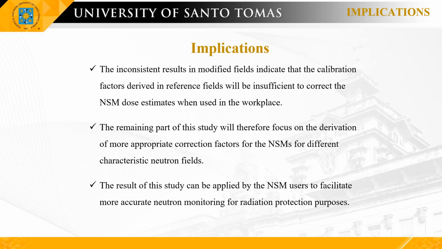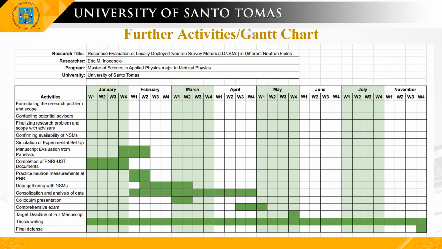The following are listed as some of the study's implications. The inconsistent results indicate that the calibration factors derived in reference fields will be insufficient to correct the neutron survey meter dose estimates when used in the workplace. The remaining part of the study will therefore focus on the derivation of more appropriate correction factors for the neutron survey meters for different characteristic neutron fields. The result of this study can be applied by the neutron survey meter users to facilitate more accurate neutron monitoring for radiation protection purposes. The Gantt chart shows the timeline of the researcher and completion of this research.